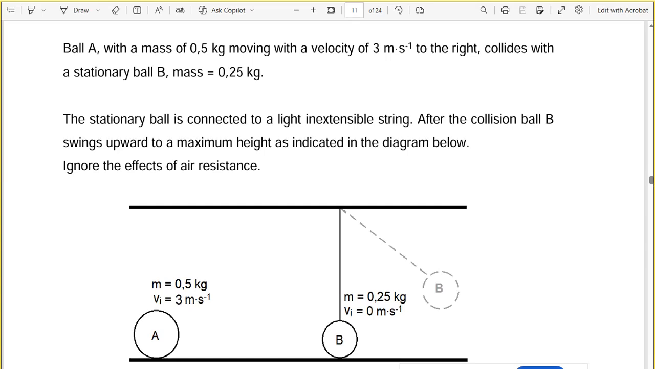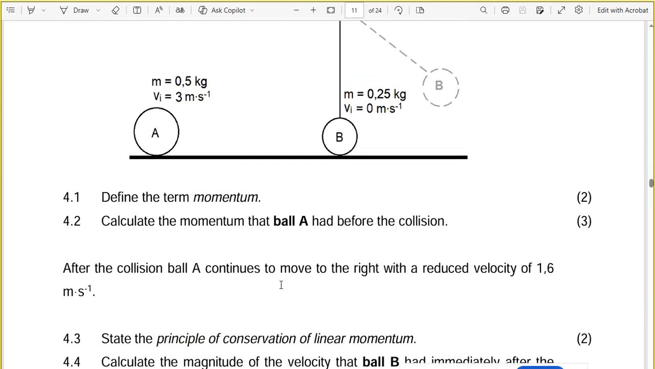Okay, so ball A is going to collide with what? With ball B, and ball B is stationary, right? Yes, with the V initial of 0. Okay, so now I'm just going to try to answer this question step by step.